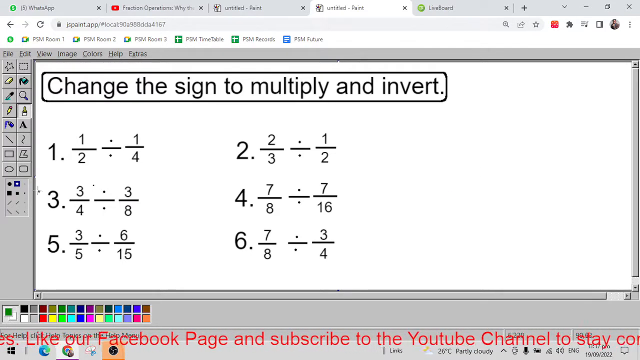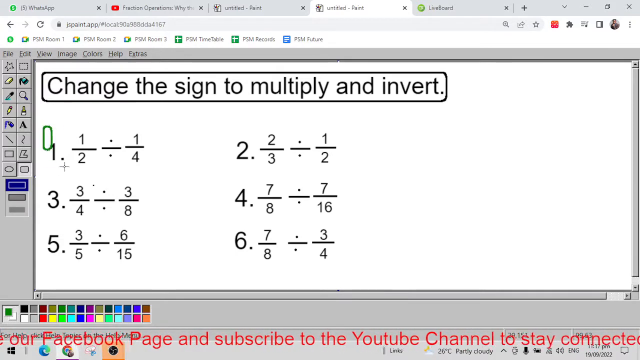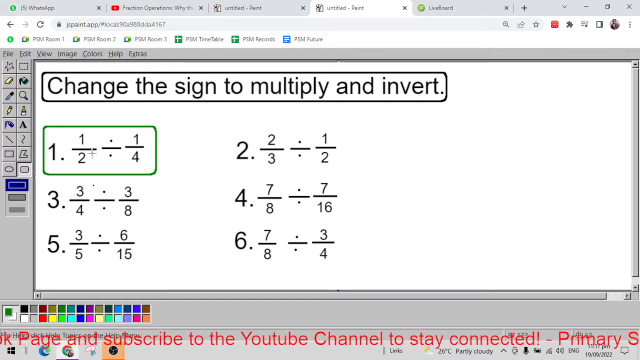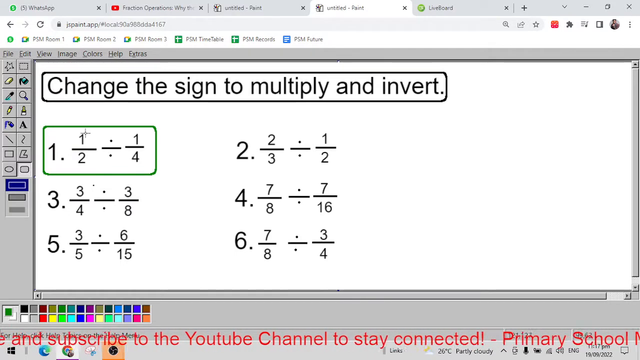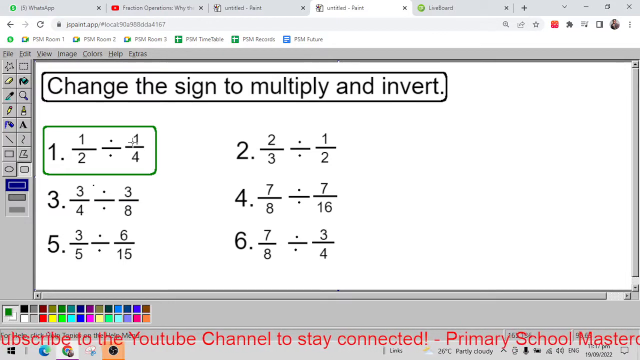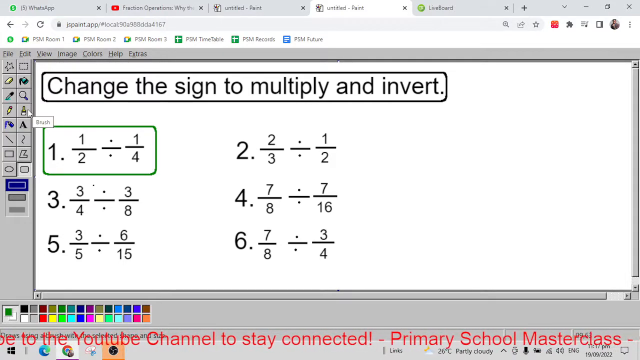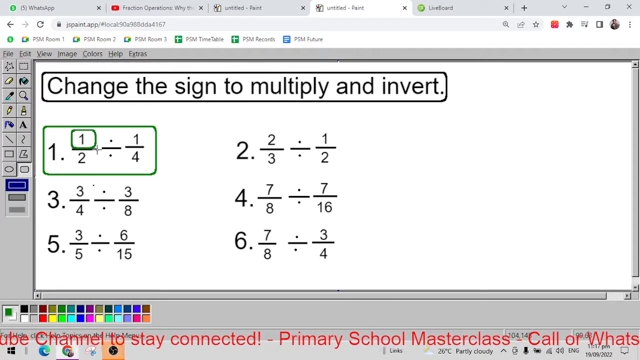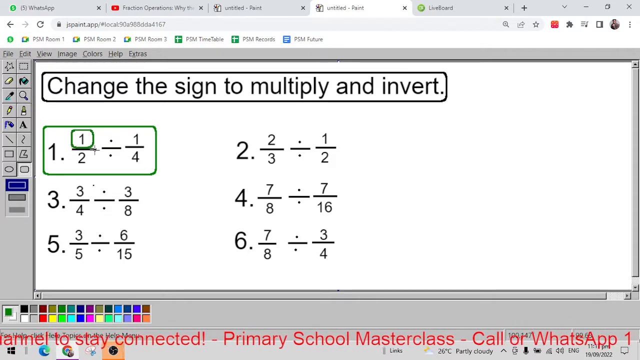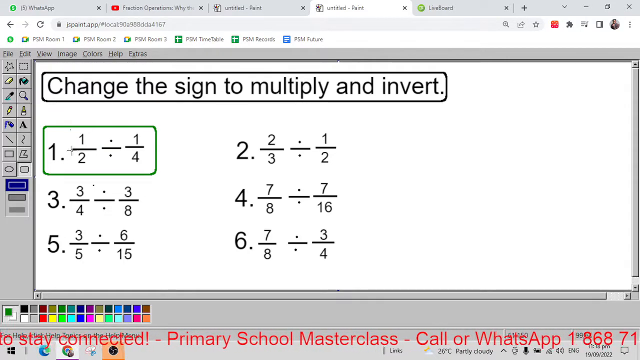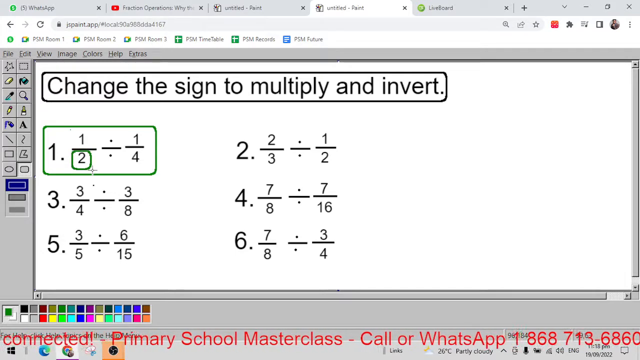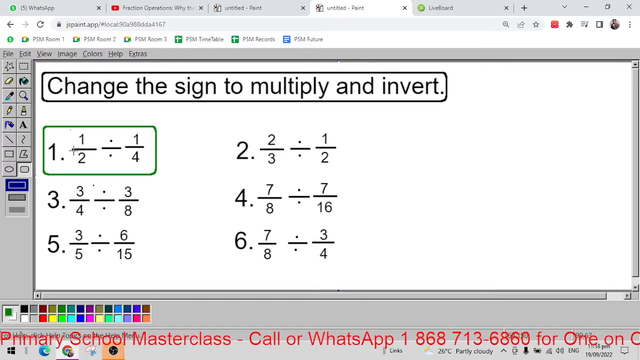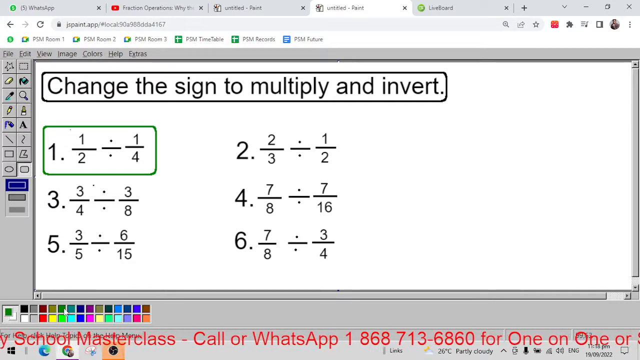So first of all, let's look at number 1. Here it is. It says a half divided by a quarter, 1 over 2 divided by a quarter. Just a revision on fractions here: the number at the top is always called the numerator. The numerator in this fraction is 1 and the denominator is 2. The denominator is the number below the fractional line.